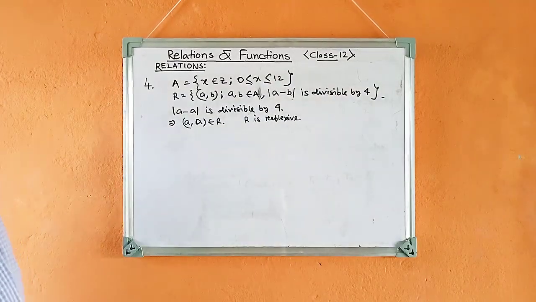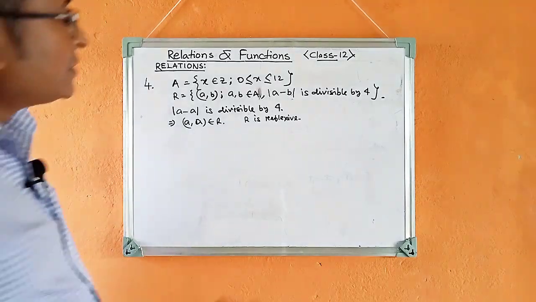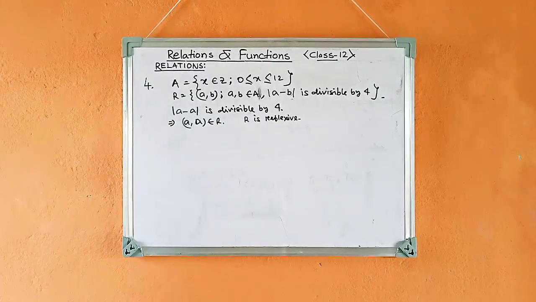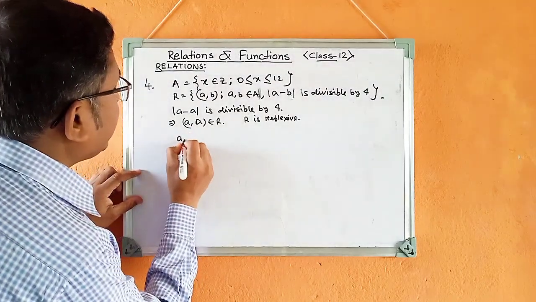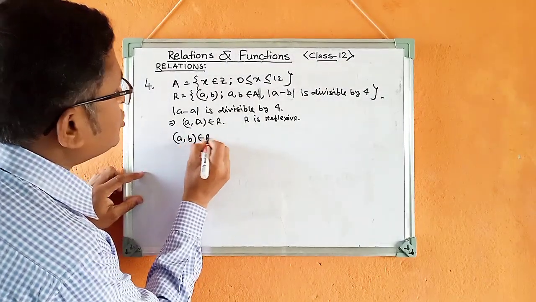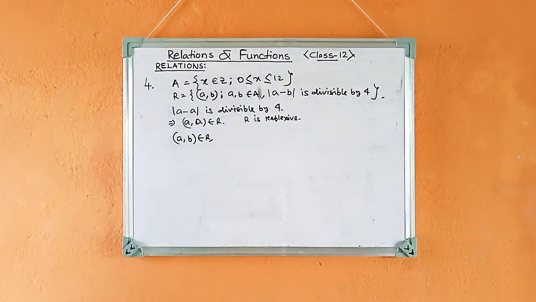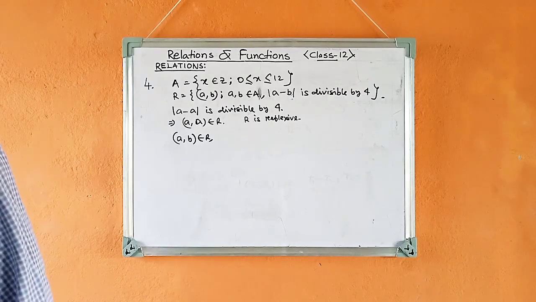R is a reflexive relation. Next, we are required to prove that R is symmetric. Let (A, B) belong to R. Listen carefully: (A, B) belongs to R, where A and B both belong to set A.